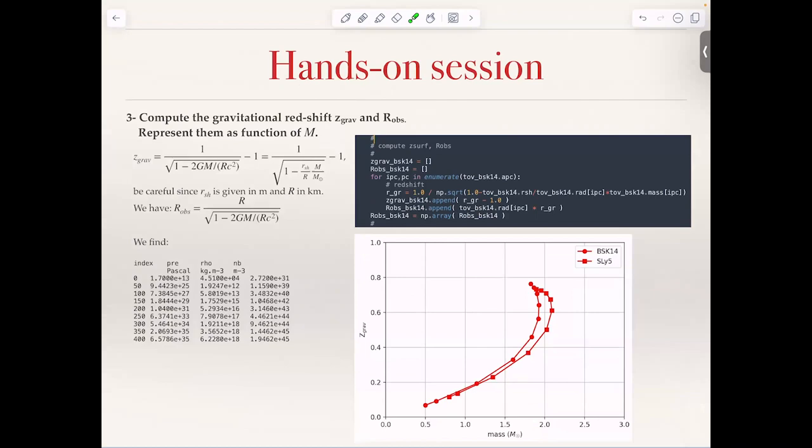The redshift is given there. This is how you can compute the redshift, and this is how you can compute the observed radius. In a way, I give you the answer for this question, and then I will let you do it by yourself for the next ones.